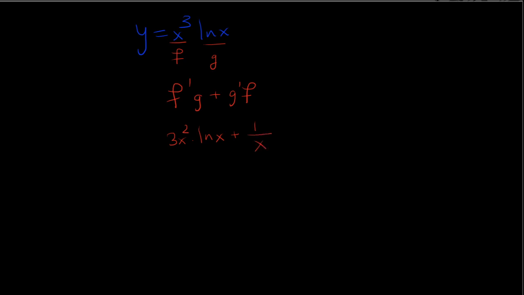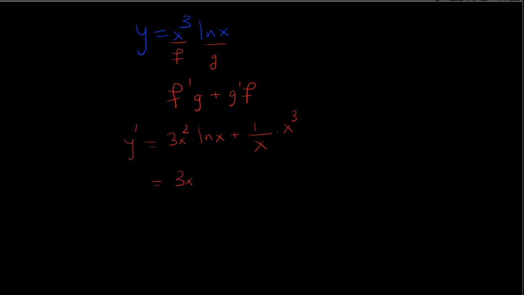Let's look at y equals x cubed times natural log x. x cubed is going to be f. Natural log x is going to be g. f prime g plus g prime f is the product rule. The derivative of x cubed is 3x squared. Leave g alone. Plus the derivative of g, well, the derivative of natural log of x is 1 over x times f, which is x cubed.